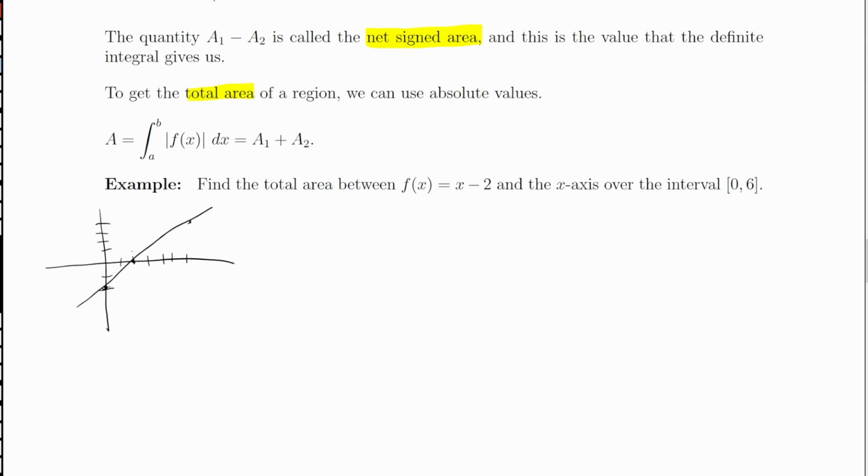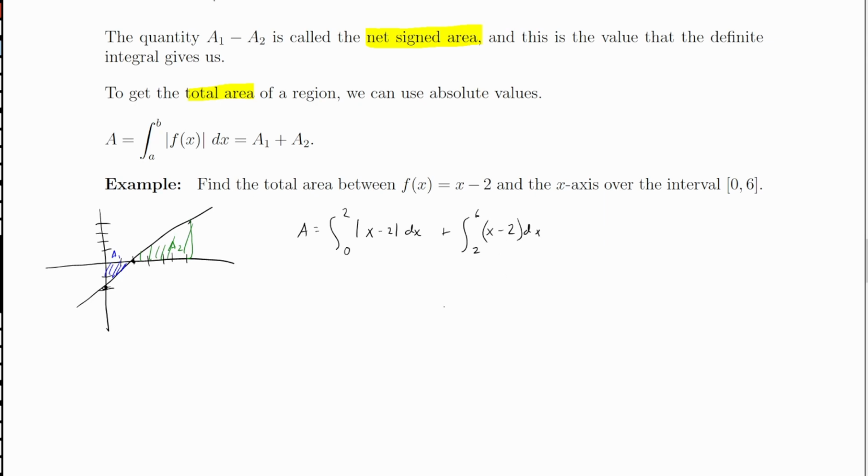So when I want the total area, I want this area 1, and I want this area 2, and I want those two added up. Then the total area is the integral from 0 to 2 of the absolute value of x minus 2, and then the integral from 2 to 6, and here it's above the axis, so I don't have to break it up. I can just take x minus 2.